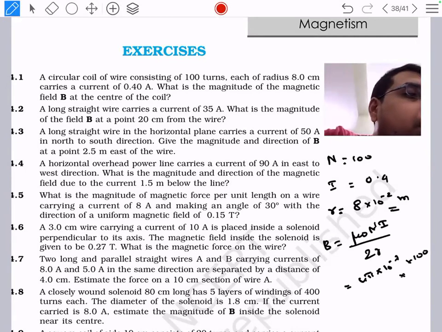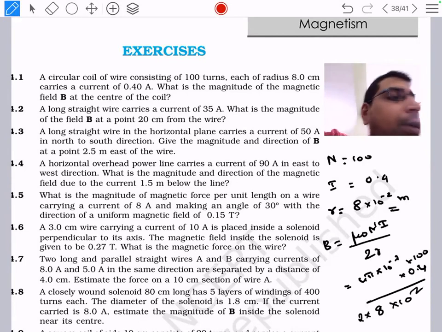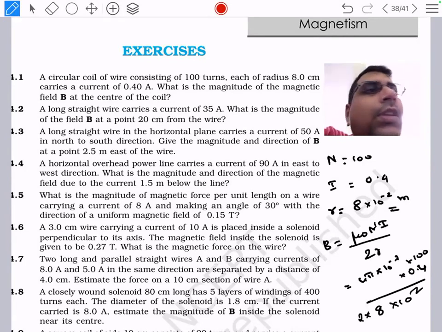Mu naught is 4 pi into 10 power minus 7, into N, which is 100, into I, which is 0.4, the whole divided by 2 into 8 into 10 power minus 2. How much is the answer? Calculate and tell me first.